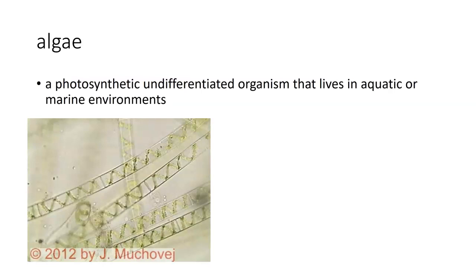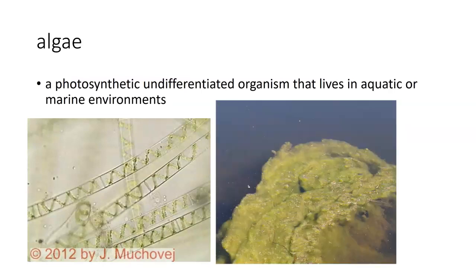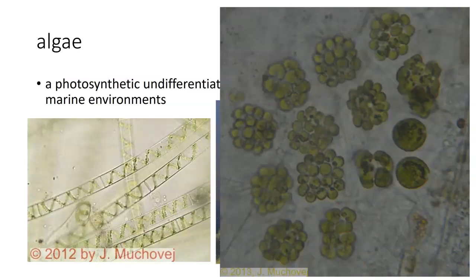This is a green algae, very common in freshwater. We call this one Spirogyra. This is a green algae in mass growing in freshwater. This is a green algae, and you can see it's kind of a colony sort of thing, but it's not really very differentiated. And you can see the little chloroplasts on the inside of it.